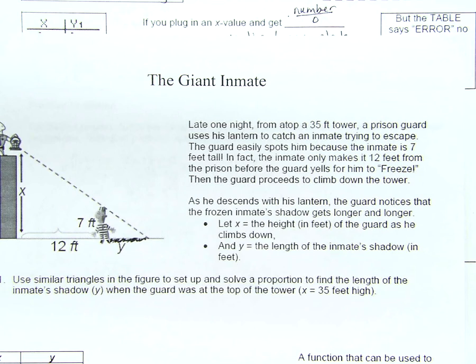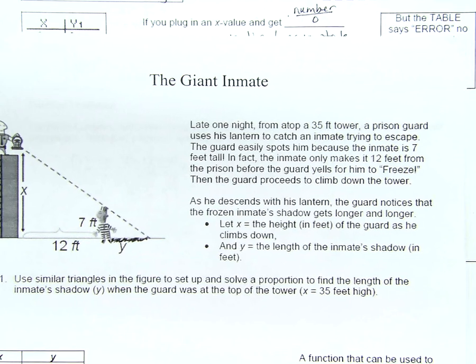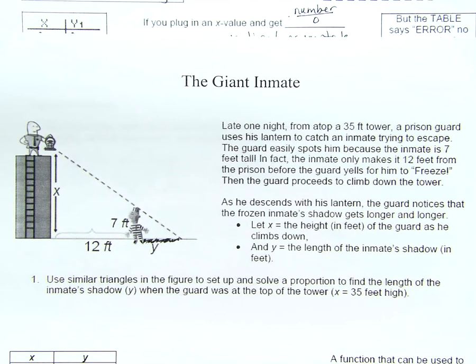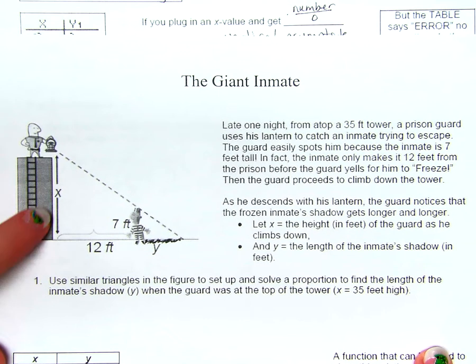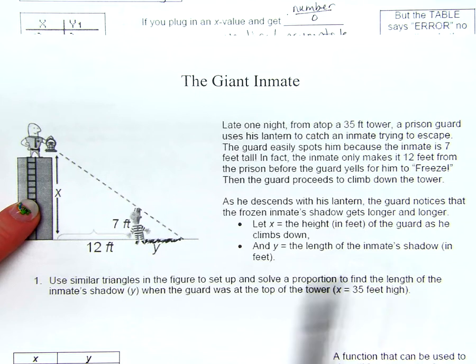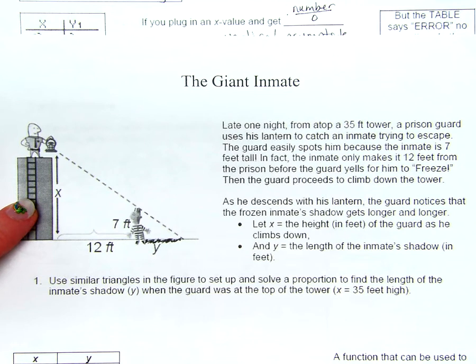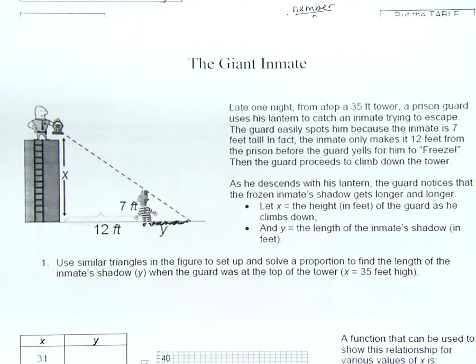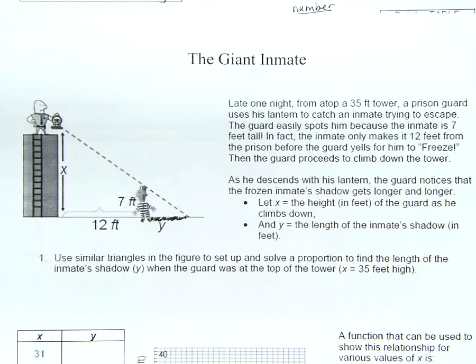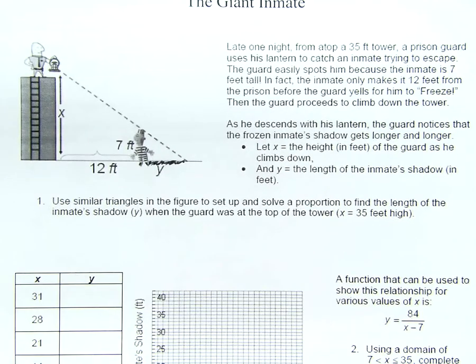Then the guard proceeds to climb down the tower. As he descends with his lantern, the guard notices that the frozen inmate's shadow gets longer and longer. So we're going to let x equal the height of the guard as he climbs down, and we're going to let y equal the length of the shadow. Let's use similar triangles in the figure to set up and solve a proportion to find the length of the inmate's shadow when the guard was at the top of the tower.